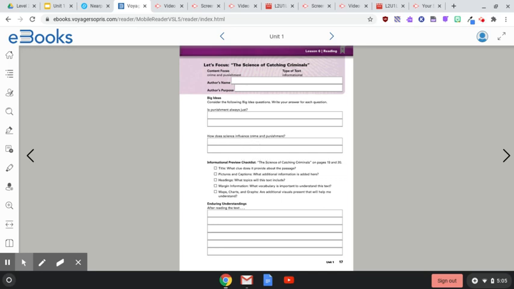Now let's turn to page 17 in the student books to begin the lesson. Our content focus for this selection is crime and punishment. What do you think you will read about in this passage? What do you know about forensics? What TV shows or books involve forensics?